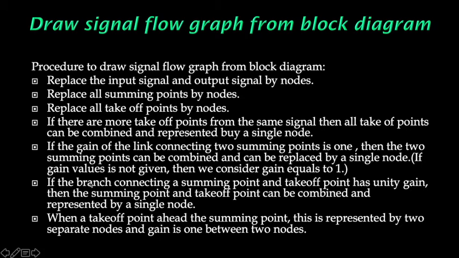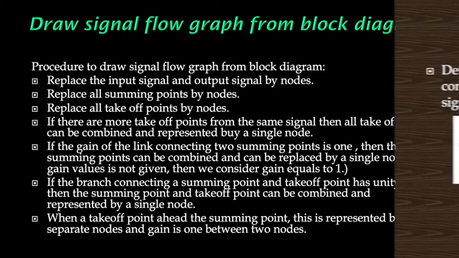If the gain value is not given, then we consider the gain equal to 1. If the branch connecting a summing point and takeoff point has unity gain, then the summing point and takeoff point can be combined and represented by a single node. When a takeoff point is ahead of the summing point, this is represented by two separate nodes and the gain is 1 between the two nodes.